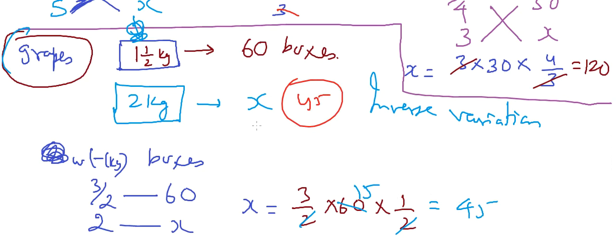So obviously, we should get fewer boxes, because each box contains 2 kg, so the quantity is more in each box, so the number of boxes will be less. Okay, so this is an example of inverse variation.